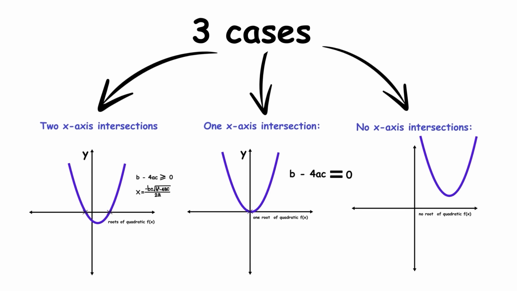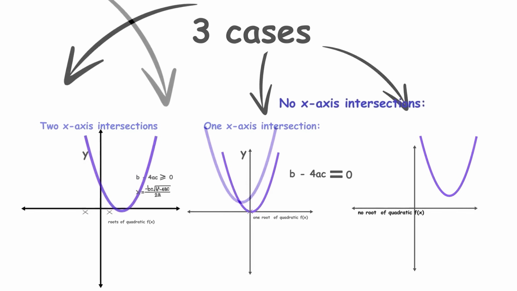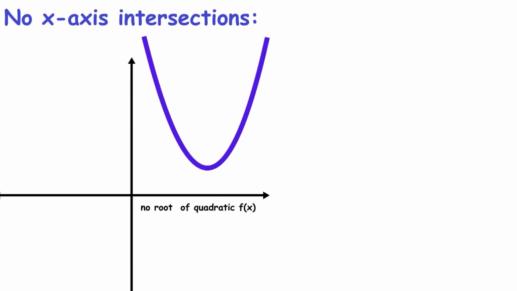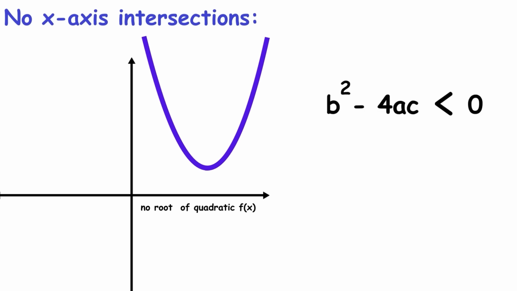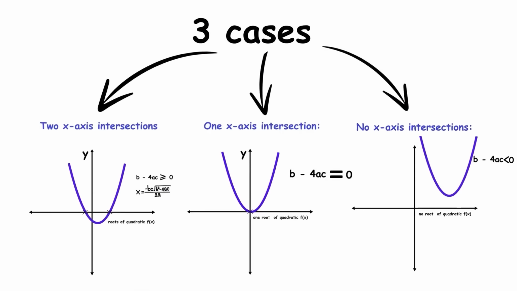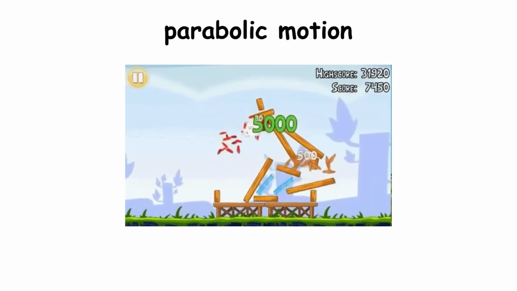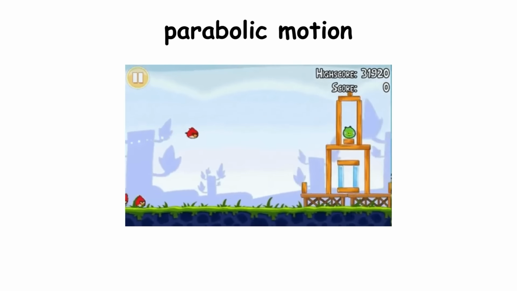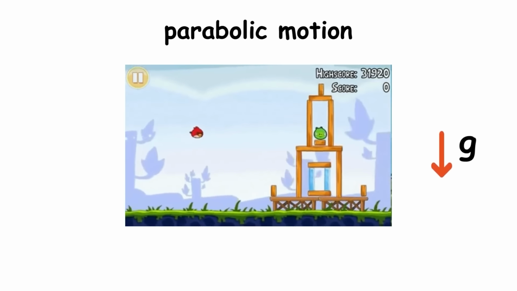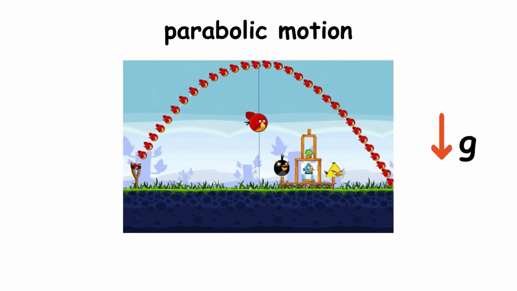No x-axis intersections. The function has no real-valued zeros. Its zeros exist only in the complex numbers. When this is true, the discriminant is negative. Quadratics have many uses in modeling phenomena in the real world. One of the simplest examples is parabolic motion. A projectile, an airborne object with no forces acting upon it except gravity, traces out the shape of a parabola as it flies through the air.